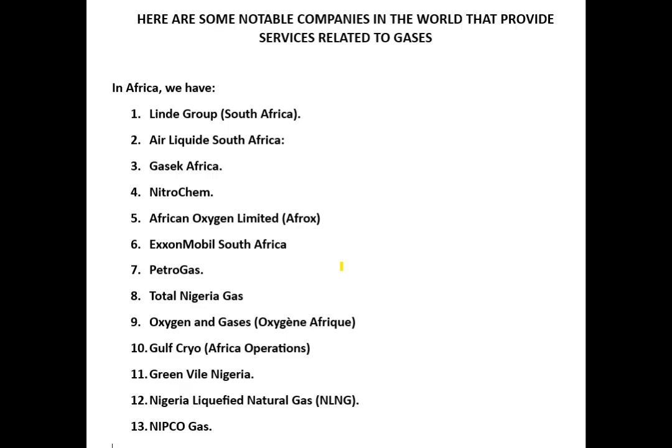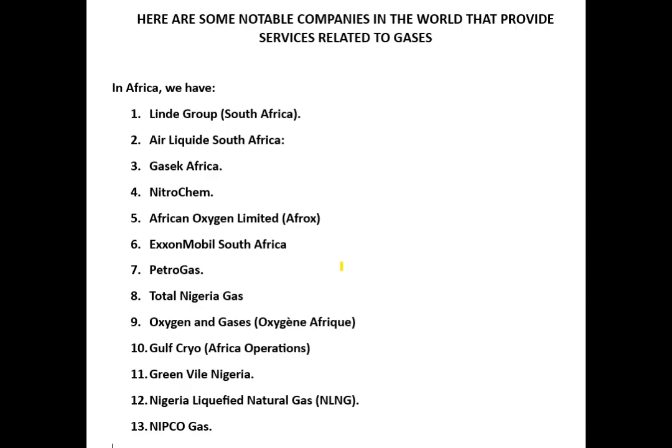In Africa, we have 1. Linde Group, South Africa. Services: provides a wide range of industrial gases, including oxygen, nitrogen, hydrogen, and medical gases, as well as related equipment and services for industries like healthcare, energy, chemicals, and manufacturing. Website: https://www.linde.co.za.